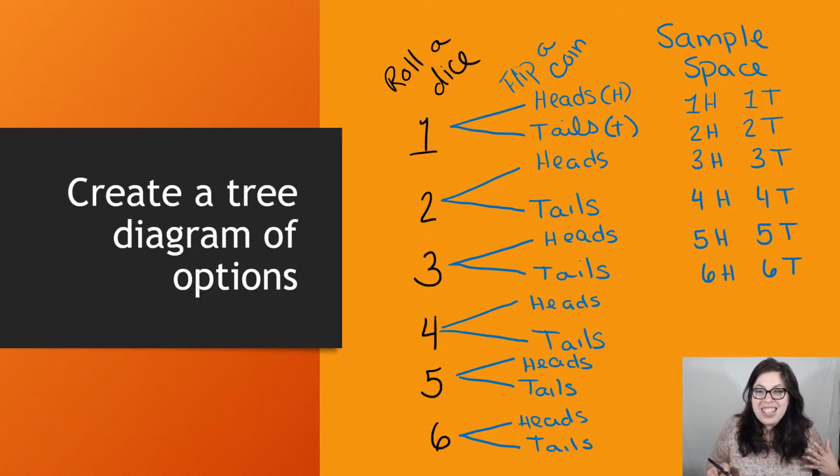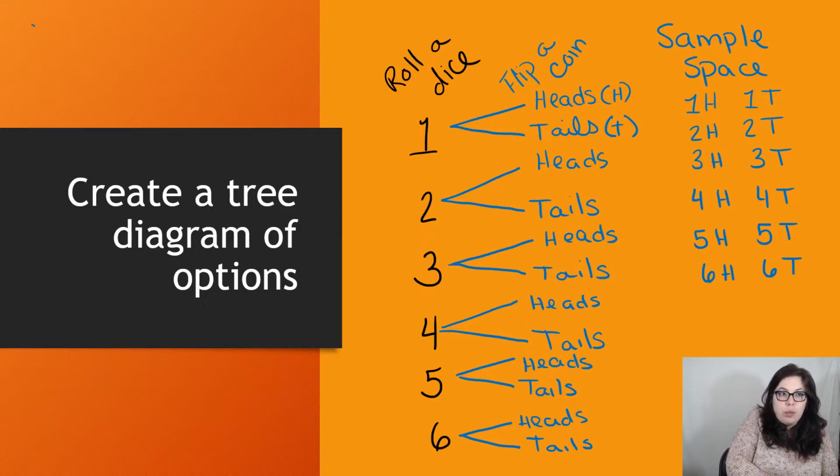Now remember I said there were 12 possibilities. So let's count up our possibilities. 1, 2, 3, 4, 5, 6, 7, 8, 9, 10, 11, 12. So I got the same thing doing my sample space. Okay, so let's look at some different things that can happen. So I'm going to write over here some different things that can happen.